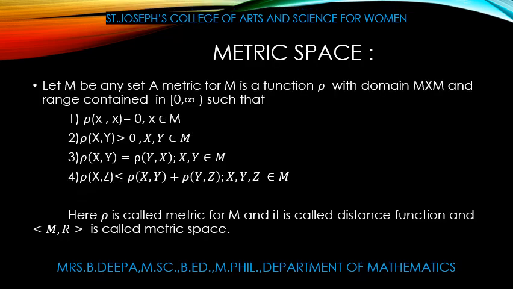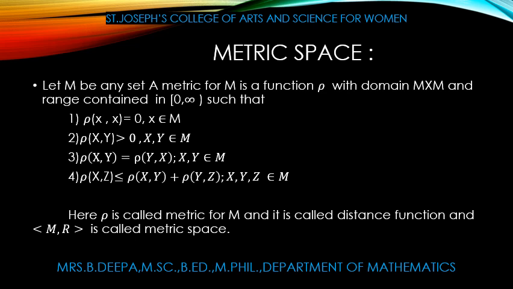The last one is metric space. Let M be any set. A metric for M is a function rho with domain M cross M and range contained in the interval [0, infinity) such that rho of x comma x equal to 0 for all x belongs to M; rho of x comma y greater than 0, x comma y belongs to M; rho of x comma y equal to rho of y comma x, x comma y belongs to M; and last one, rho of x comma z is less than or equal to rho of x comma y plus rho of y comma z.